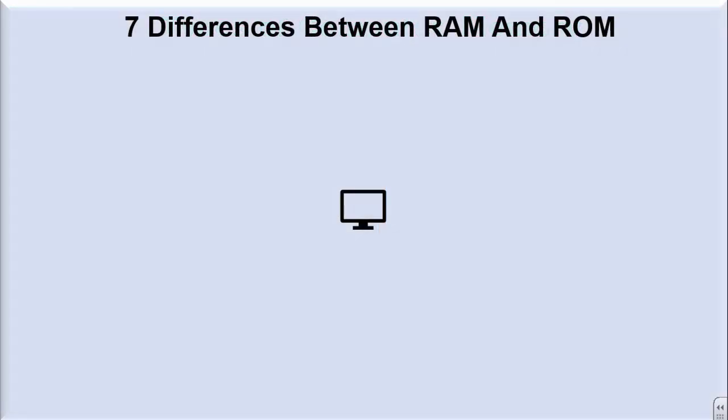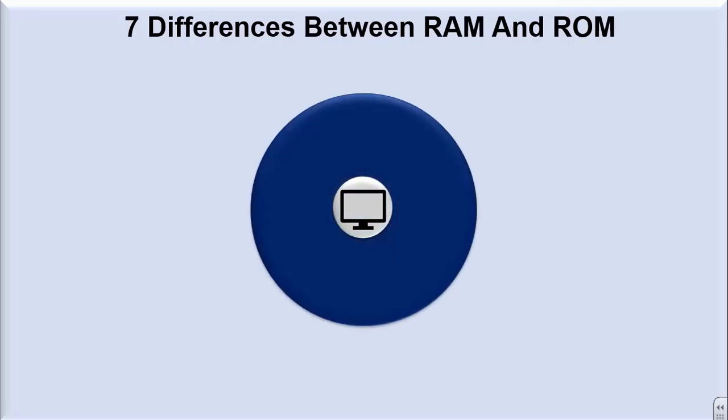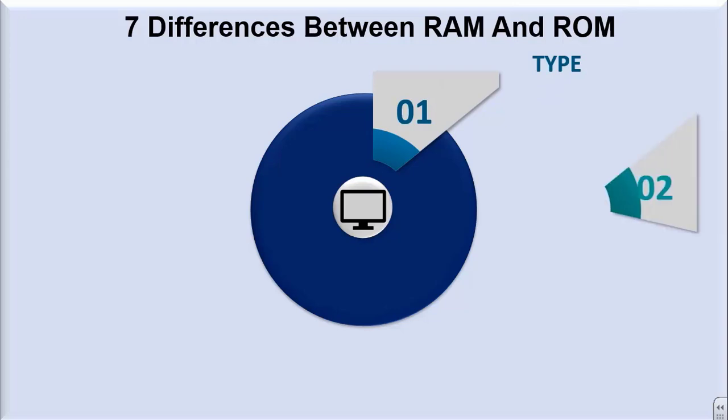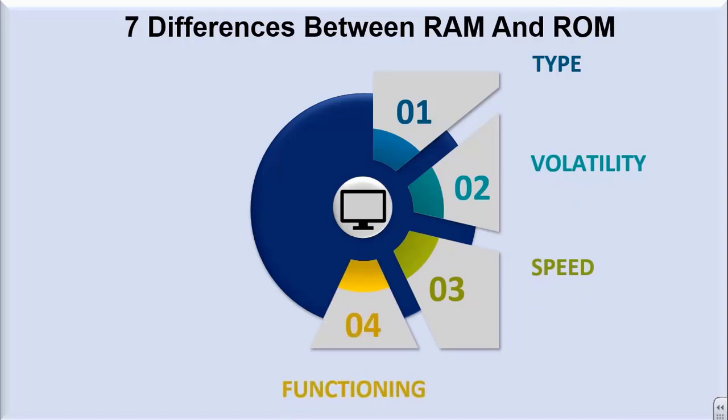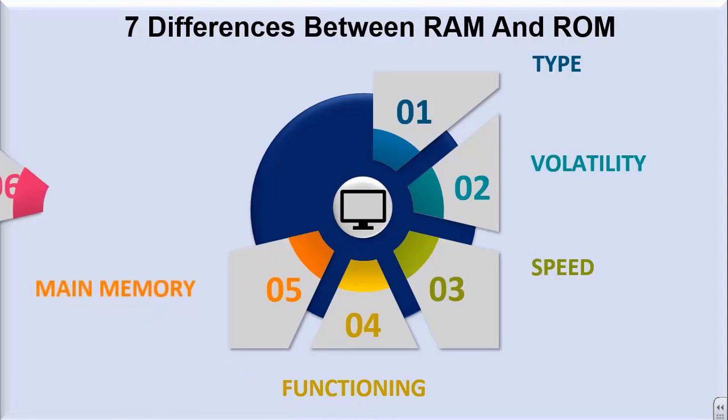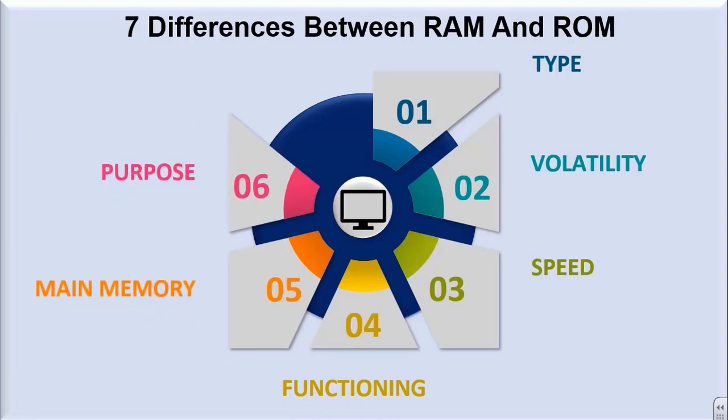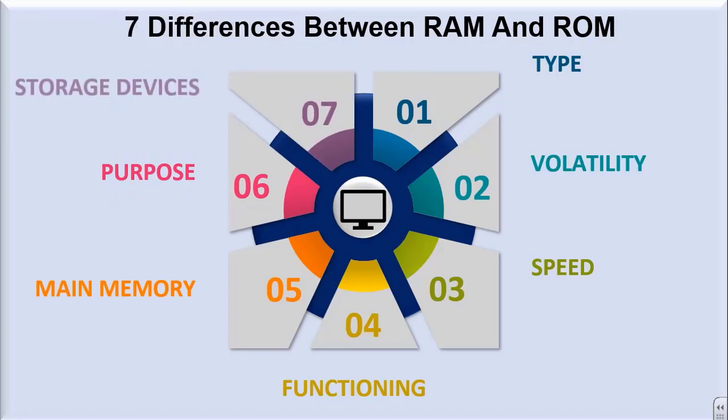Now there are 7 differences between RAM and ROM which we discussed, and the summary is as follows. The first difference between RAM and ROM is in terms of type. Second, volatility. The third one on the basis of speed. The fourth one on the basis of functioning. The fifth one on the basis of main memory. The sixth one on the basis of purpose. And the last one, that is on the basis of storage devices. So we discussed the difference between RAM and ROM on the basis of these 7 different points.